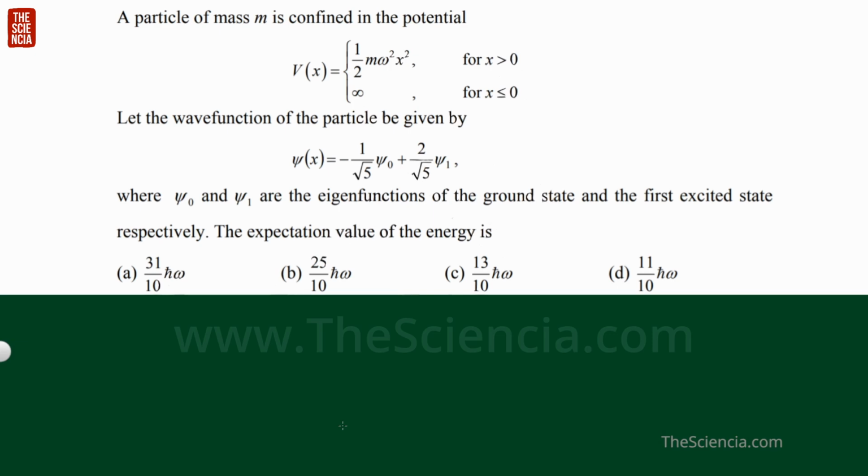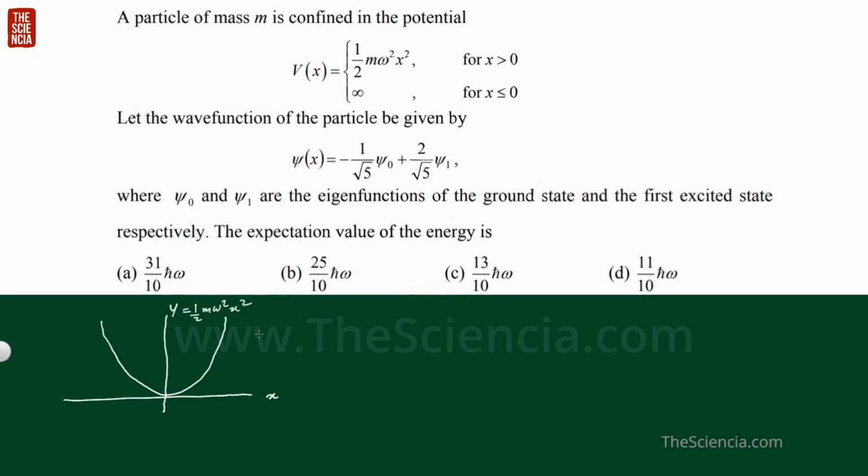In this question, a potential is given and the particle is confined in the potential. And what is the plot of this potential? That is half m omega square x square. It will look like this. If this is the x-axis and this is the y-axis, then it will look like this. That is the plot of y equal to half m omega square x square.